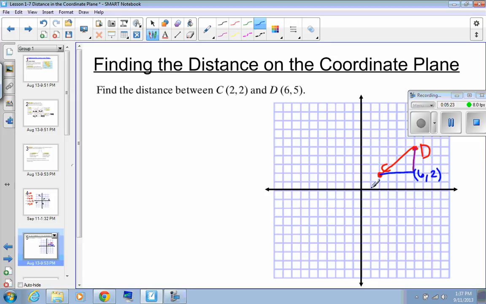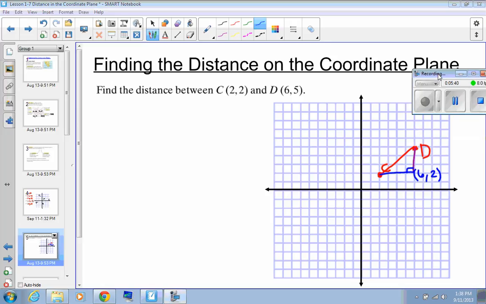So we have 1, 2, 3, 4, 5, 6, up 1, 2. So this forms a right triangle. We wanted to see where we can draw a vertical line and a horizontal line and where they will intersect. So now, in order to figure out what the horizontal leg is, we want to take our x values and subtract them.